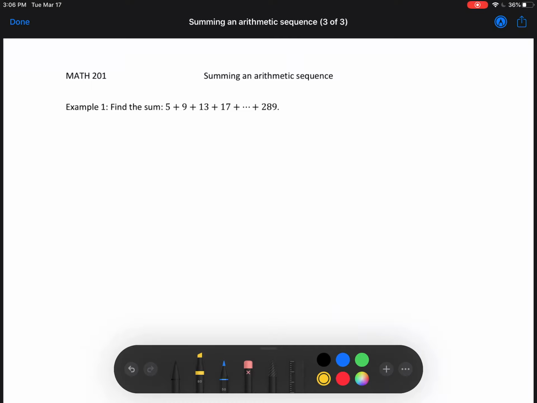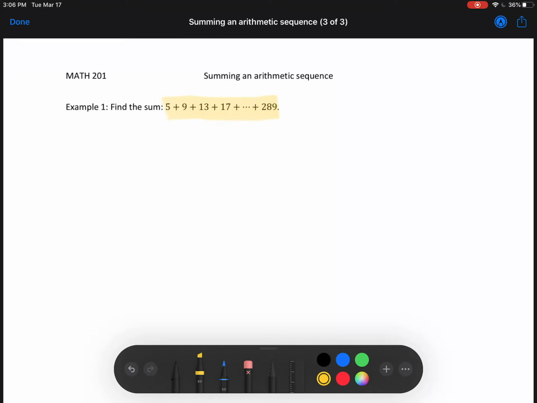So this is the same example that we previously worked through just in text, but I thought a video might help you grasp the concept a little bit more. So we are supposed to find the sum of this sequence right here, 5 plus 9 plus 13 plus 17, etc.